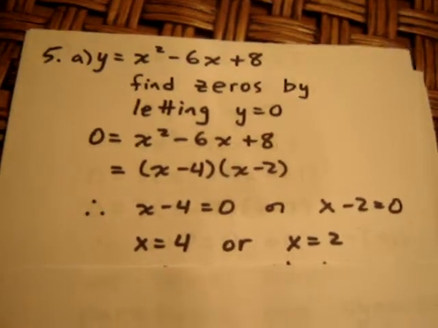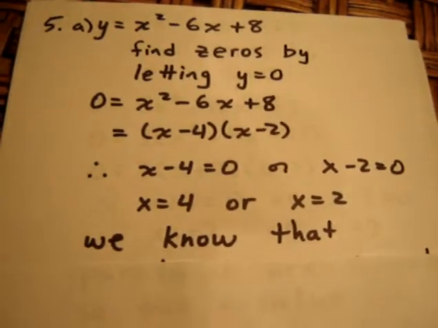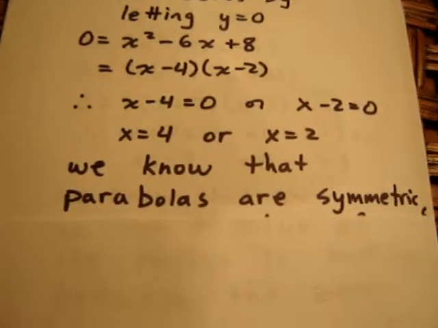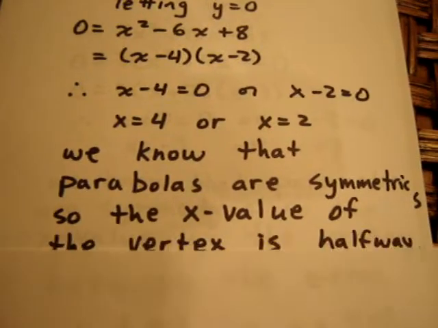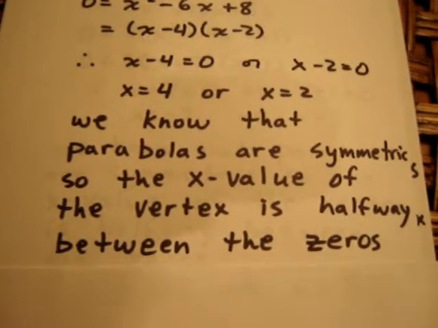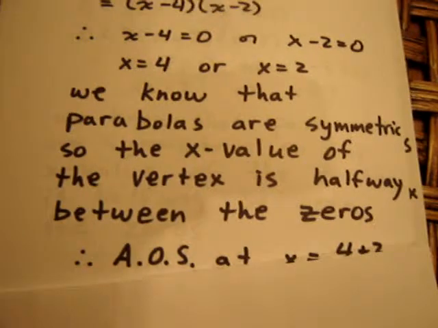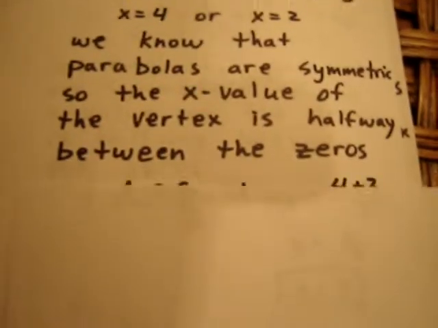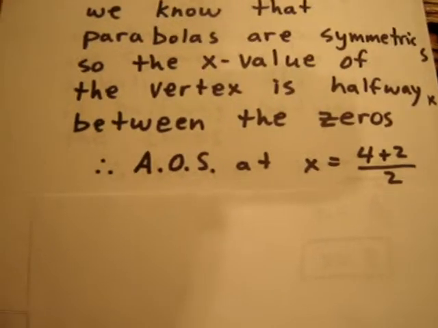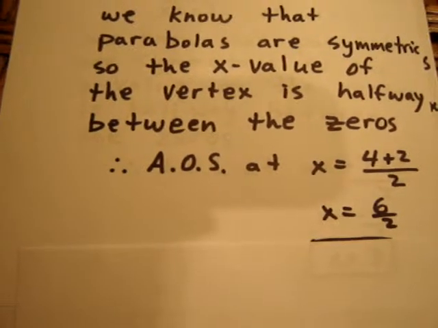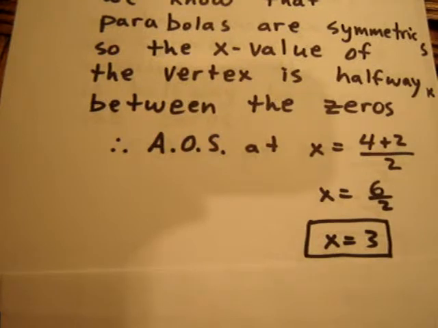So we found our zeros, but now we have to find our axis of symmetry. And we know that parabolas are symmetric. So the x value of the vertex is halfway between the zeros. Since our zeros were at 4 and at 2, we're going to find the number halfway between 4 and 2 by adding those two numbers and dividing by 2. So x is equal to 6 over 2, and x equals 3.